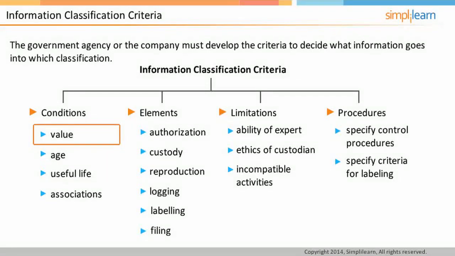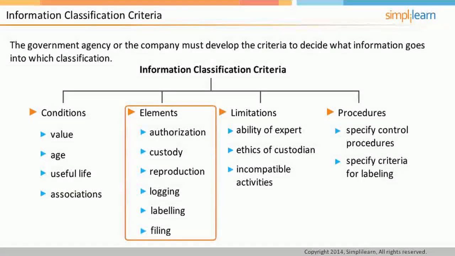If the information is valuable to an organization or its competitors, it needs to be classified. Age states that the classification of information might be lowered if the information's value decreases over time. Useful life states that if the information has been made obsolete due to new information, substantial changes in the company, or other reasons, the information can often be declassified. If information is personally associated with specific individuals or is addressed by a privacy law, it might need to be classified. For example, investigative information that reveals informant names might need to remain classified.